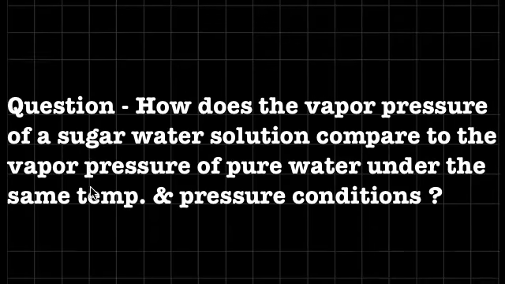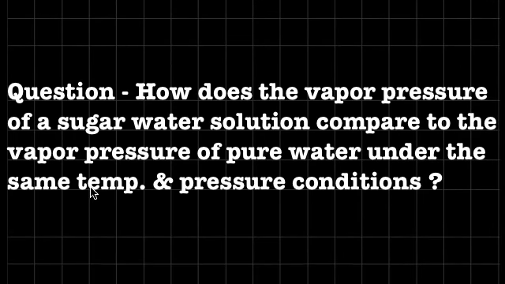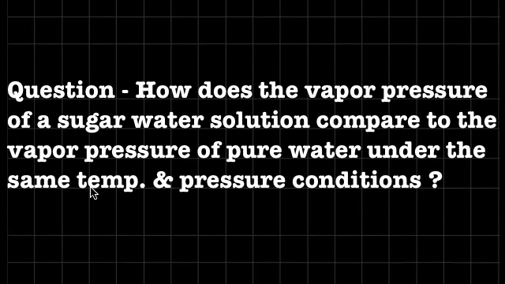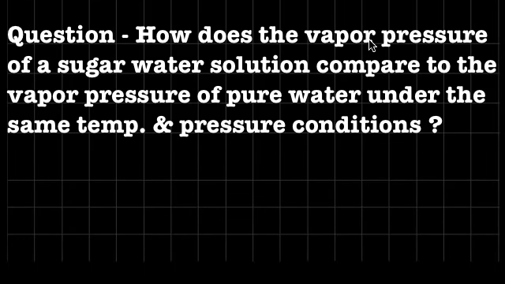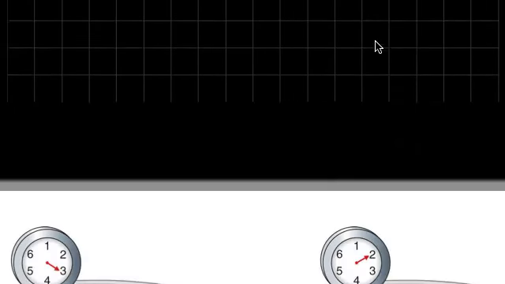But how does the vapor pressure of sugar water compare to the vapor pressure of pure water under the same conditions? Good question. So if water evaporates slowly, how does sugar water evaporate? Slower, faster, the same? Answer: slower. In some way, the particles of sugar get in the way of the water evaporating. So the vapor pressure above the sugar water is even lower than it used to be.